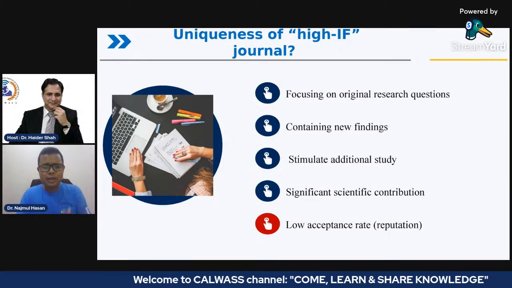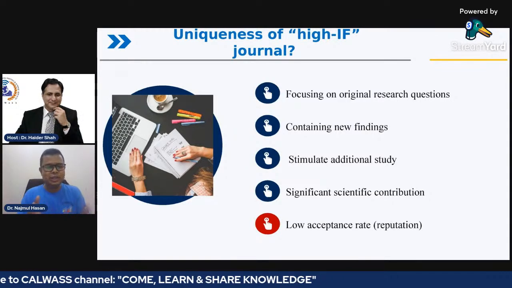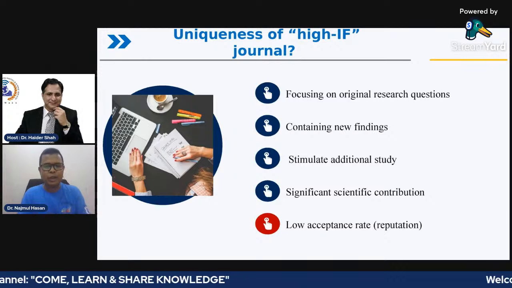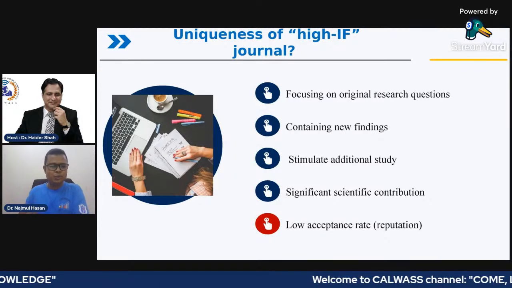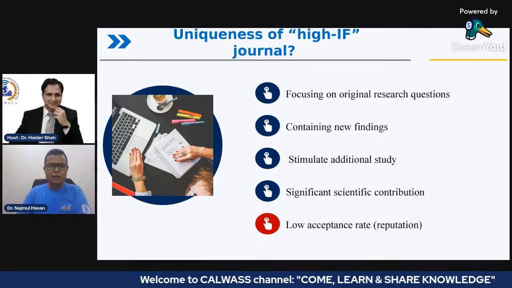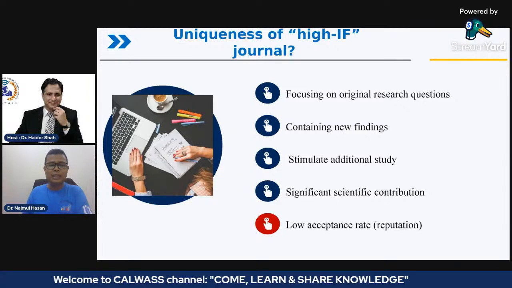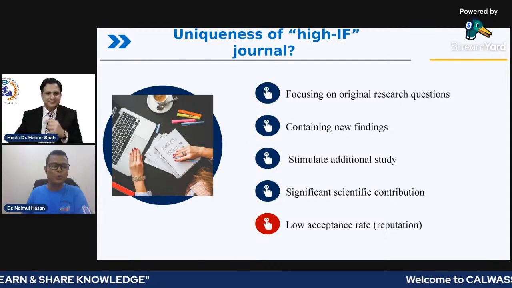So after selecting a high impact factor journal, you need to focus on the above four points. Focus on the original research questions. So what's in your paper? What's new in your research? Right. Continue with the new findings and stimulate additional studies, and significant scientific contribution. But there is a problem. The acceptance rate is too low, actually.